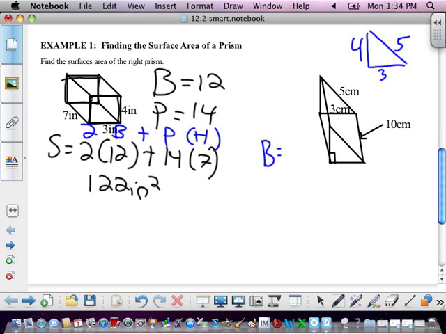Okay, so let's find the area of the base, the 2 triangles. How are we going to find that? We're going to do 0.5 or 1/2 times 3 times 4, which gives us 6. So the base is 6. Now, what's the perimeter of the triangles? Yep, 3 plus 4 plus 5, just counting the outside. You good? Yes, ma'am.